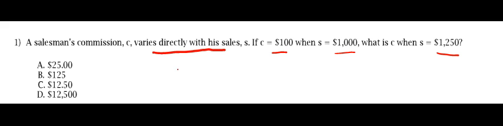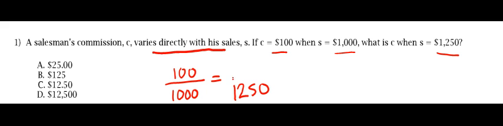If I know my commission is $100 when I sell $1,000 worth of stuff, what do I get when I sell $1,250 worth of stuff? What is my unknown? So what I did is I set up a proportion to help figure out this relationship, because there's going to be a relationship between the commission and the money.